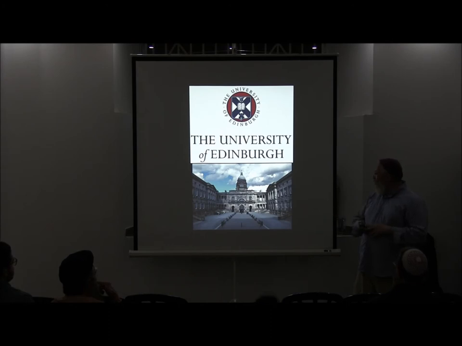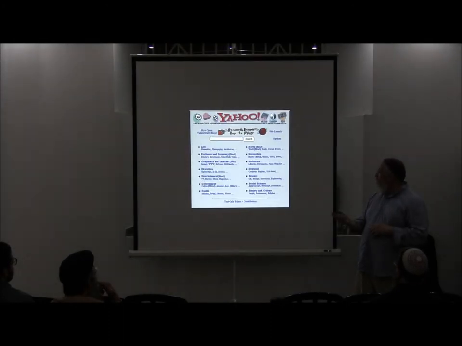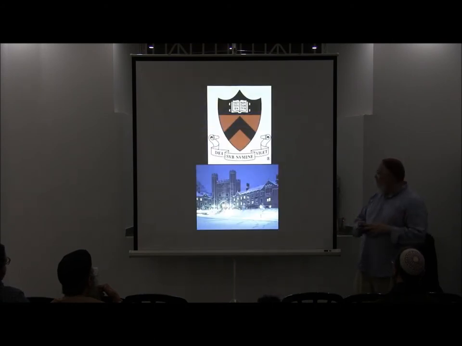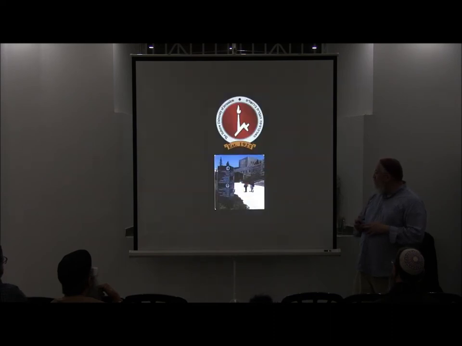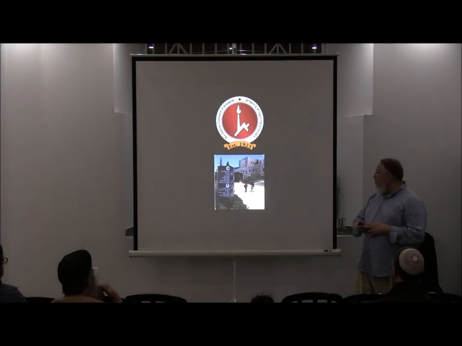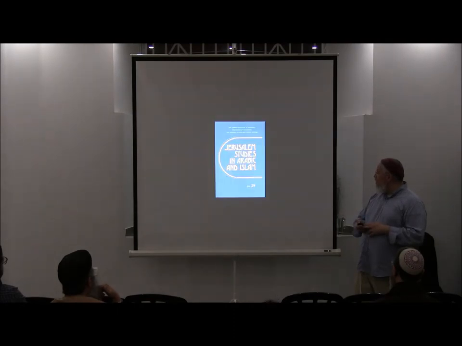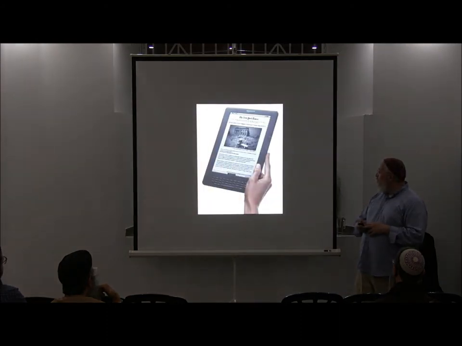Then I went for a year to study in Edinburgh, and that year, the visual internet started with Yahoo. And I remember coming back to Rutgers, and I was amazed that we didn't have text anymore. Now we had this visual internet. Then I started going to graduate school. I went to graduate school at Princeton. And I came here to the Hebrew University to get a PhD in Islamic Studies. I became the editor of the Jerusalem Studies in Arabic and Islam at the Hebrew University.